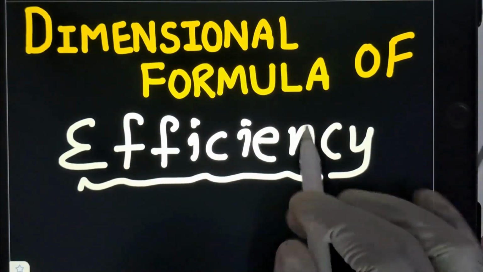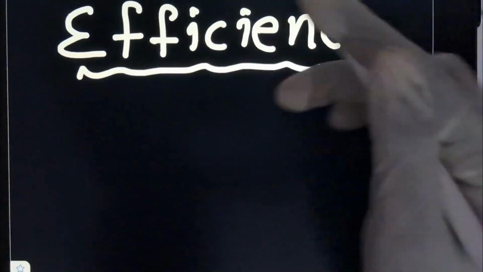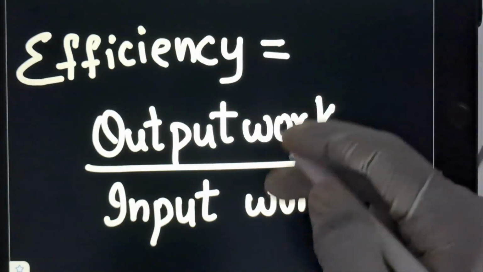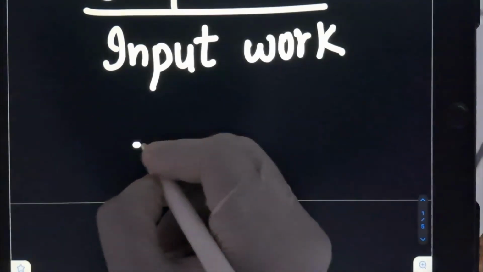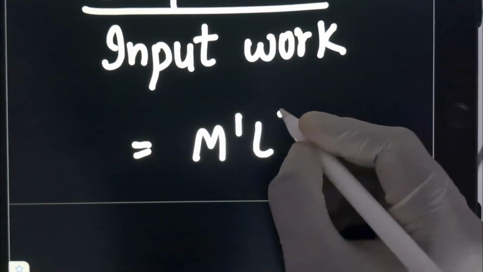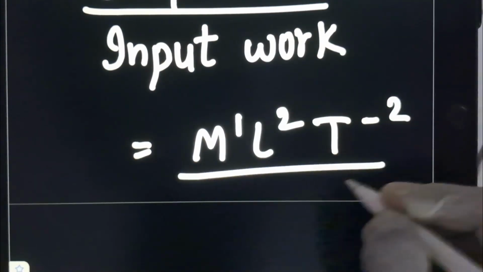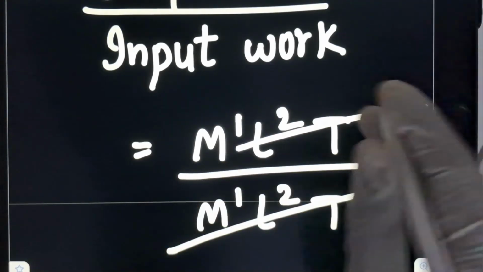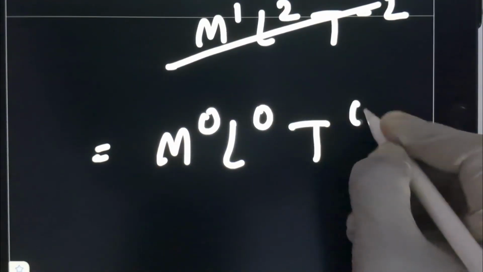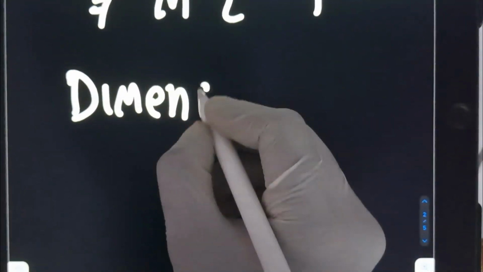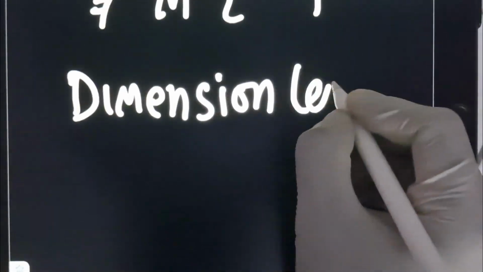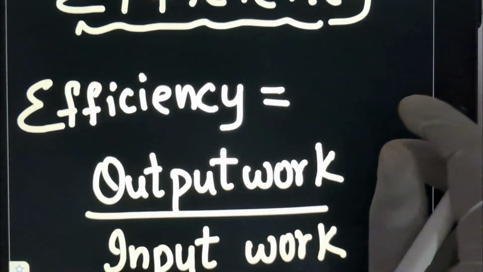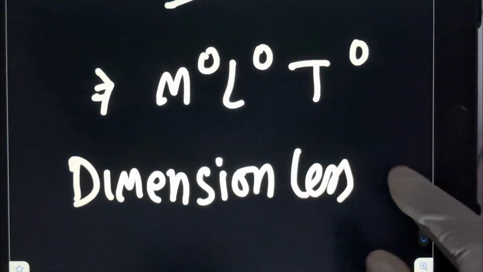To find the dimensional formula of efficiency, firstly the formula of efficiency is output work by input work. The dimensional formula of the work is M^1 L^2 T^-2. In both the numerator as well as in the denominator, we have the same work. So on cancellation, we get M^0 L^0 T^0. No dimensions. It is dimensionless. So the dimensional formula of efficiency is M^0 L^0 T^0.